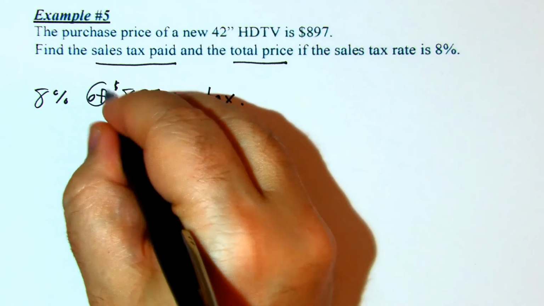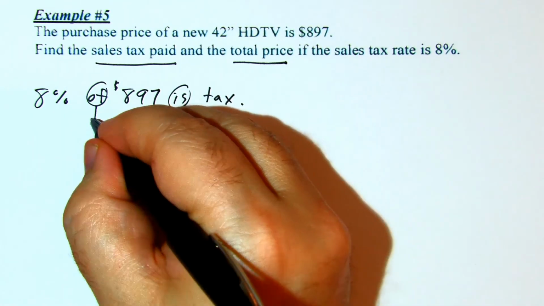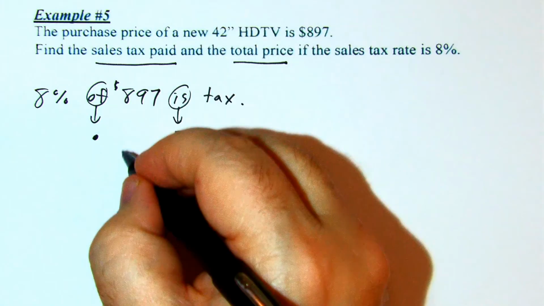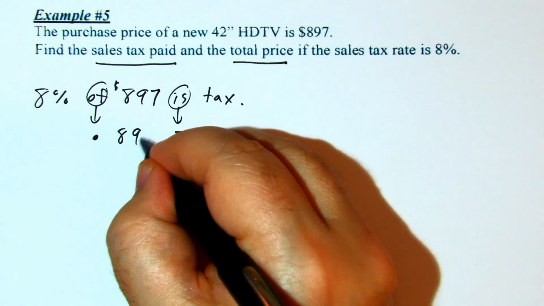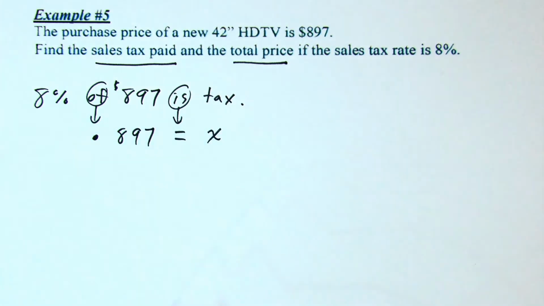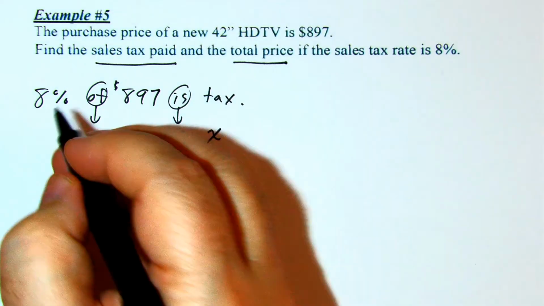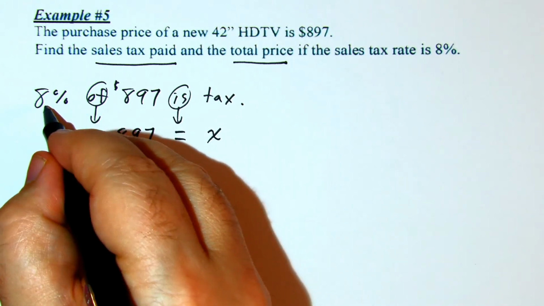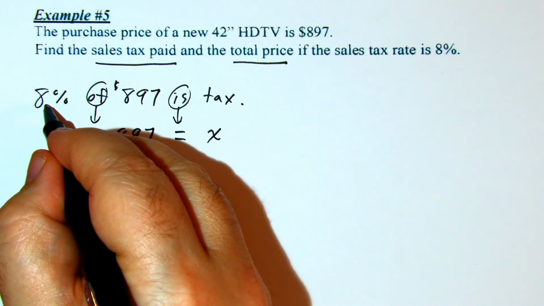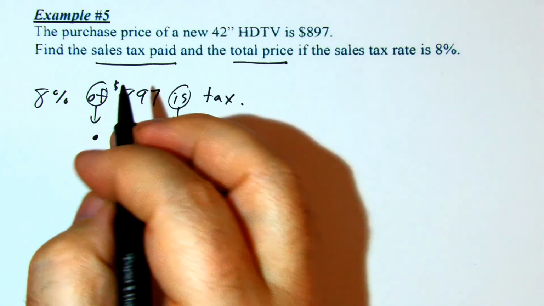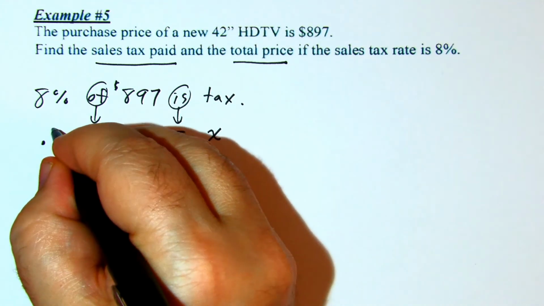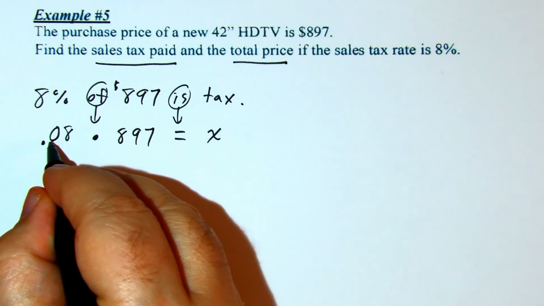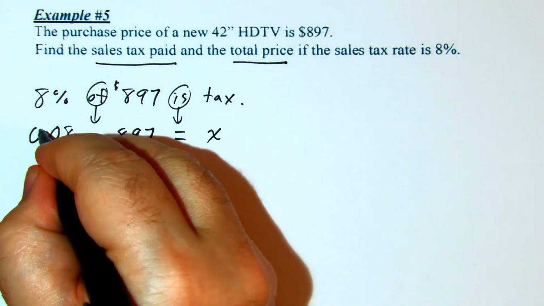So we can do the translations just like before. Of is a multiplication, is our equal sign. The 897 comes straight down. The tax is what we don't know. We'll call that x. And the 8%, again, we have to change this to a decimal by taking the percent symbol off. The decimal point starts to the right of the 8, and we'll move it 2 places. When we do that, it would start here. We have to move it 1, 2, so we have to put a 0 in as a placeholder. And then the 0 way out in front is optional.